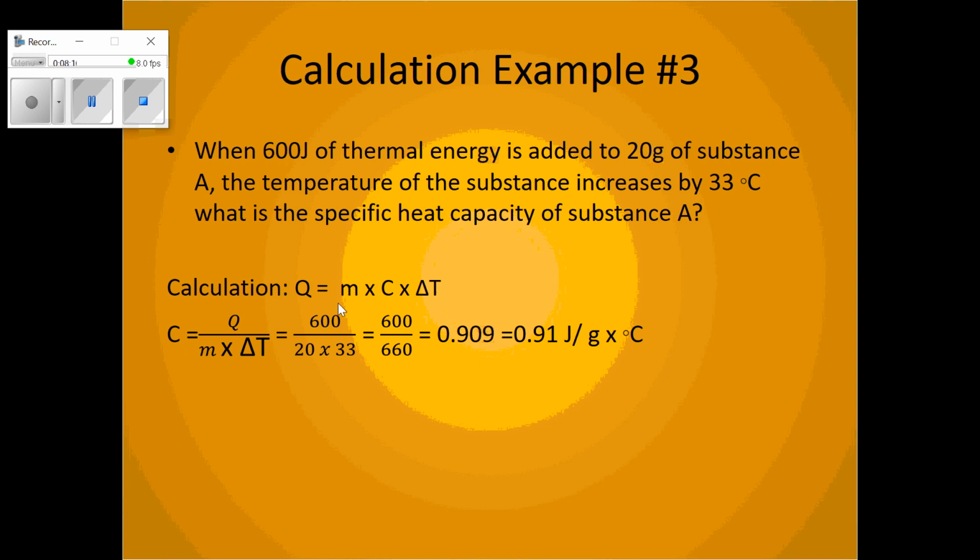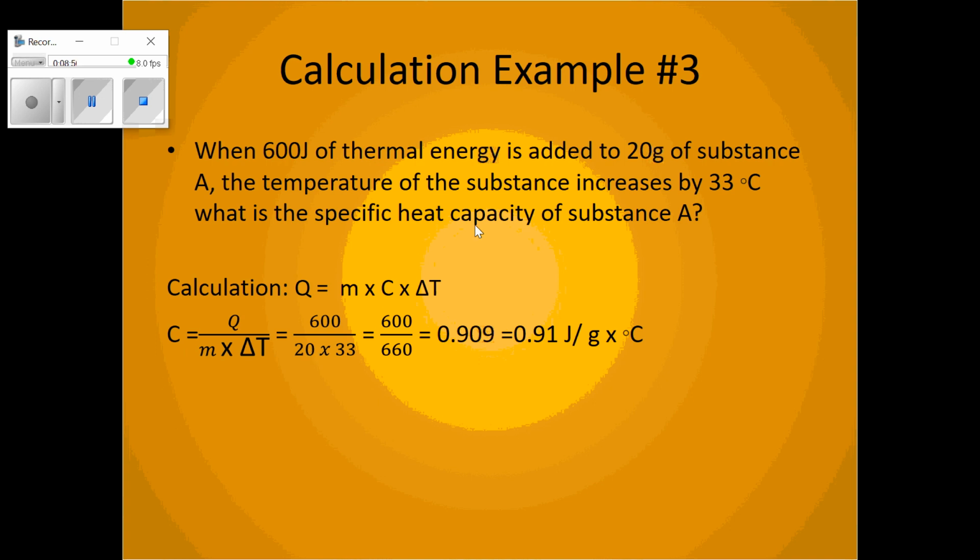So in order to do that, we are going to divide this side by M times delta T. And what you do to one side, you must do to the other side. So you have Q divided by M times delta T on the other side. After that, it cancels itself out, because this is multiplication, and if you have division on the bottom, they cancel each other out. You're going to end up with C by itself, and you have Q divided by M times delta T.